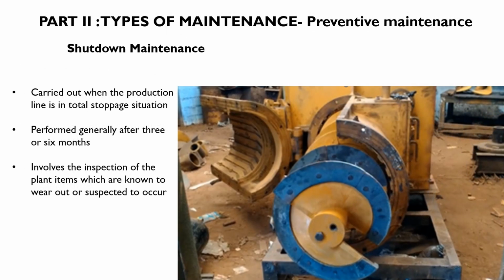Concluding on preventive maintenance types, here is shutdown maintenance. This is a set of preventive maintenance activities that are carried out when the production line is in a total stoppage situation. These are performed generally after 3 or 6 months or as demanded by the operation. This involves the inspection of the plant items which are known to wear out or suspected to do so.